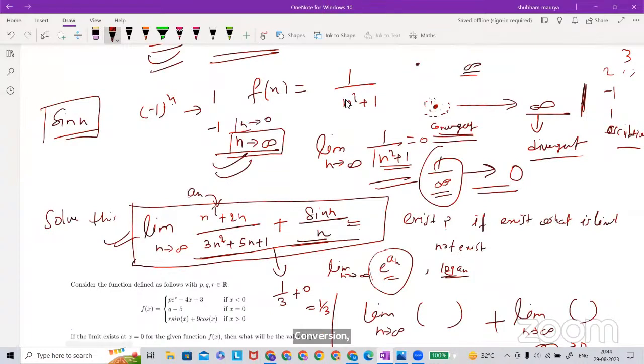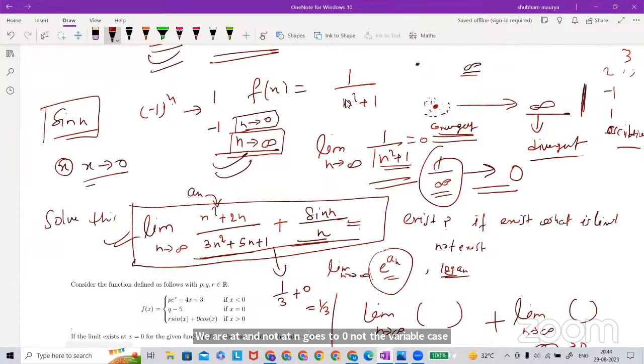There is no meaning to saying n goes to 0. We are not treating n as a variable over any real number, where in that case x goes to 0, which is what we generally think about. So there is no meaning of n goes to 0. It means that n is actually a fixed number, and we are starting from 1. The natural number, we are counting from 1.